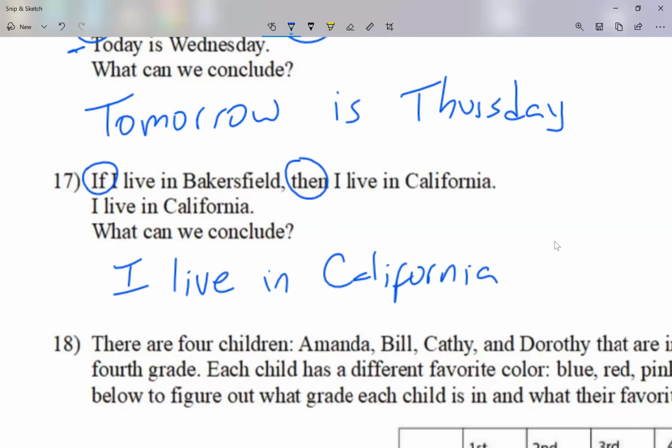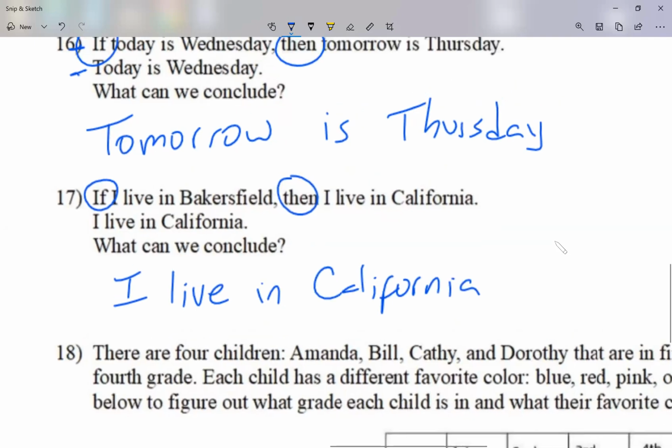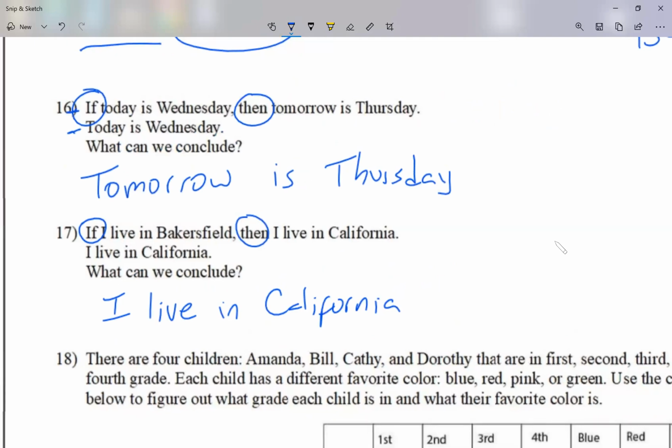Be careful. On question number 16, I said the if part was true. Question number 17, I said the then part is true. Okay, if I live in Bakersfield, then I live in California. We know that is true, right? Bakersfield is in California.